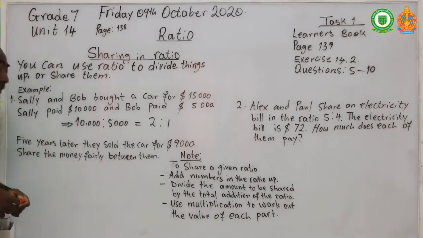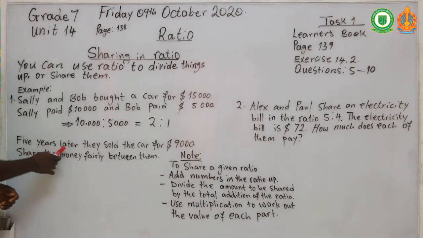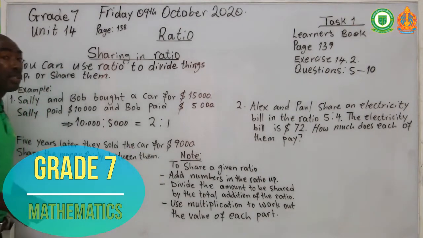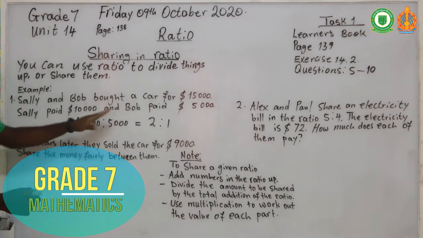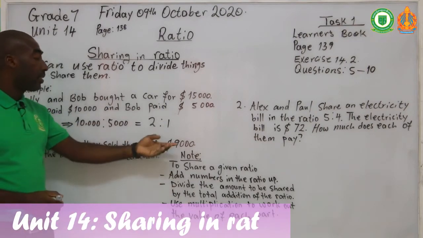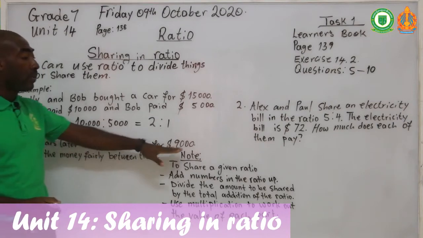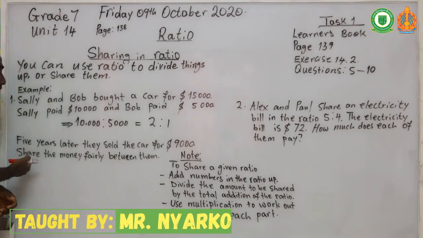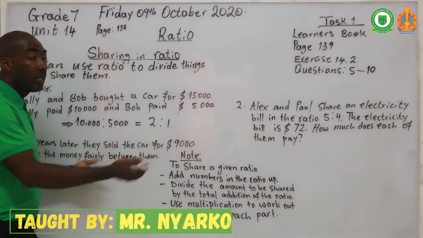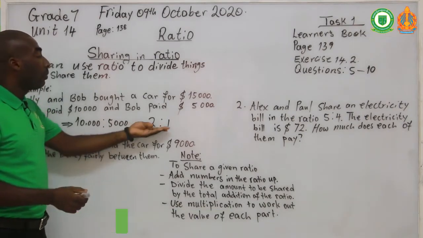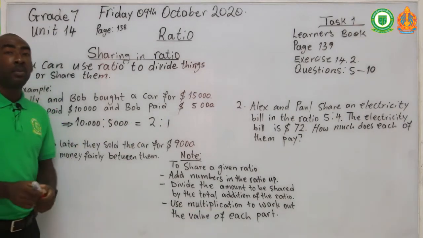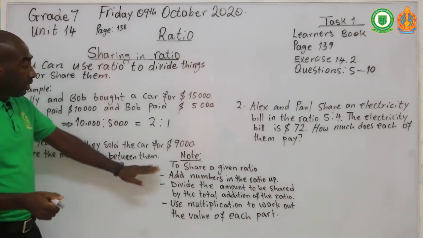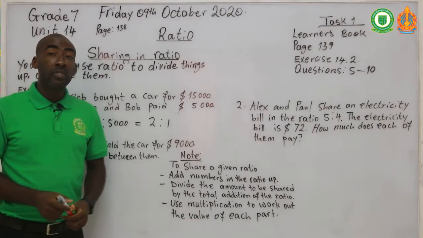Our question continues to say that 5 years later, they sold the car for $9,000. So after they've used the car for 5 years, they sold the car for $9,000. They have to share the money fairly between them. So this is the point where we have to use the ratio. In using ratio for sharing, there are 3 things that we have to note.